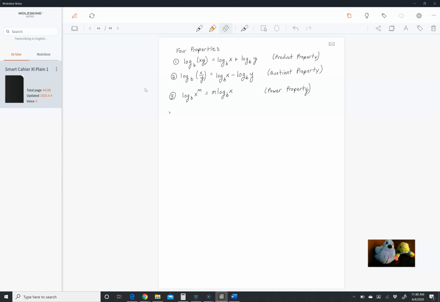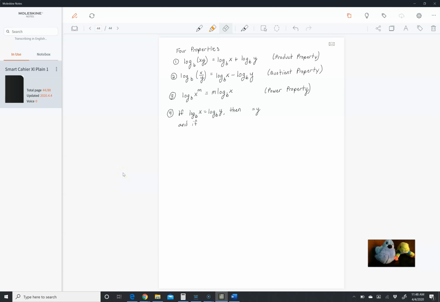And then our fourth one is kind of intuitive. Again, we're not going to use this until we get to equations, which is the next lecture. But this is saying if log base b of x equals log base b of y, then x is equal to y.